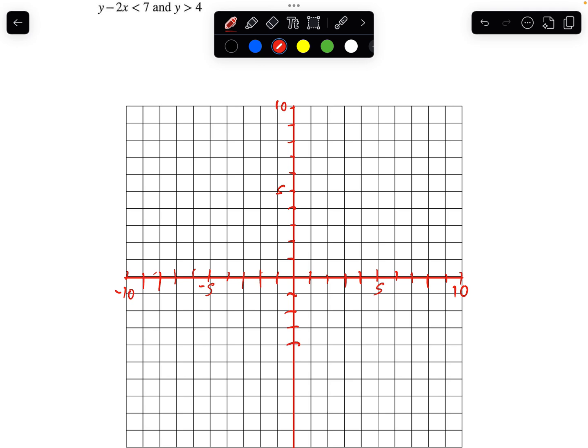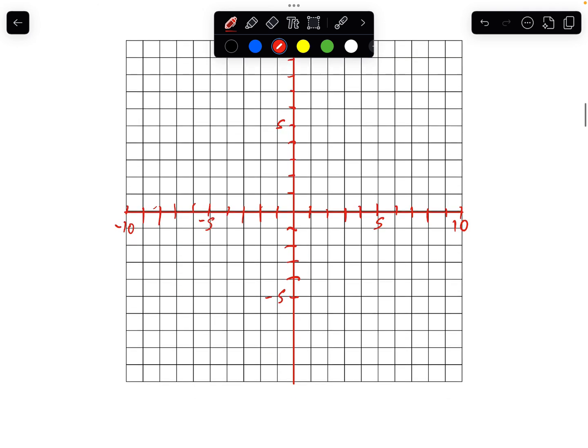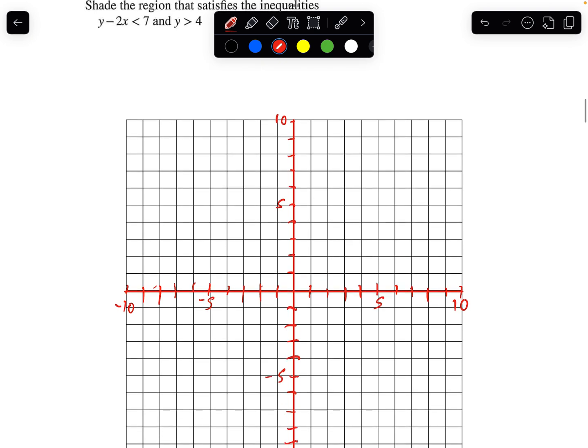3, 4, minus 5, minus 6, minus 7, minus... Why am I writing on minus 6, minus 7? No one knows. After I just said don't do that. And minus 10. Okay, always nice to label our axes. This is the y-axis. And this here is the x-axis.